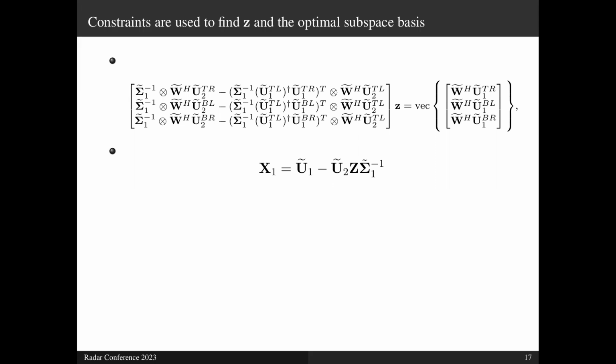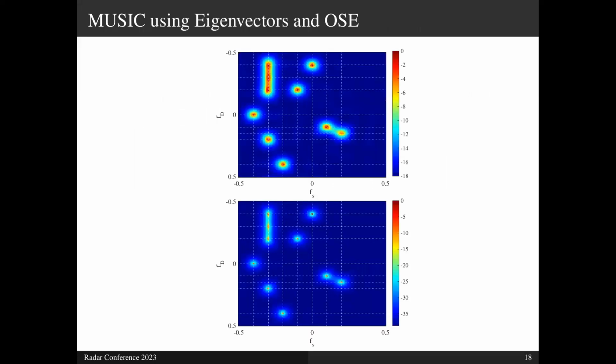We can also find the noise subspace basis in a similar way, and it can be used in subspace-based algorithms. In this work, we used MUSIC, multiple signal classification. So we considered different simulated data sets. In this case, there are many sources, and we are comparing the MUSIC output when we use eigenvectors or singular vectors directly versus using the optimal subspace estimate.